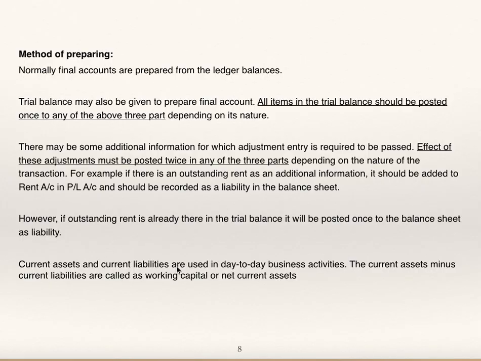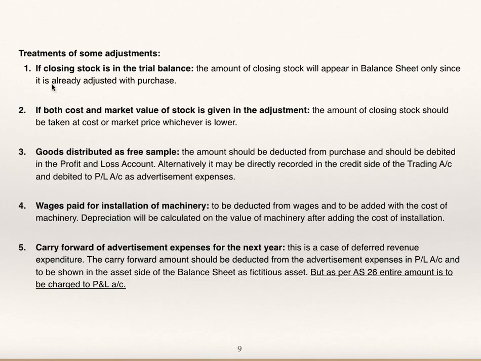Current assets and current liabilities are used in day-to-day business activities. Current assets minus current liabilities are called working capital or net current assets. We'll see the treatment of some adjustments. If closing stock is in the trial balance, the amount of closing stock will appear in the balance sheet only once, since it is already adjusted with purchases. If both cost and market value of stock are given in the adjustment.